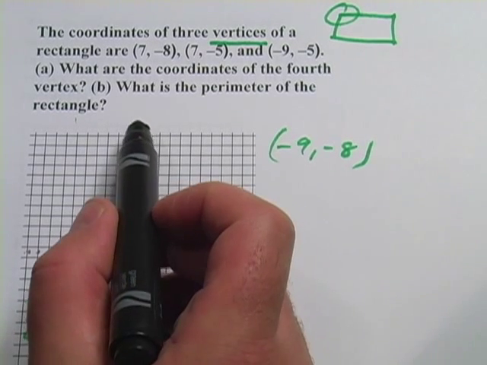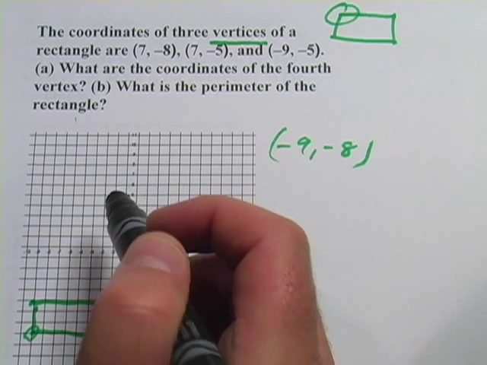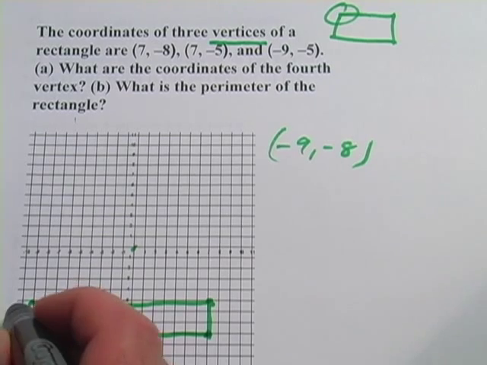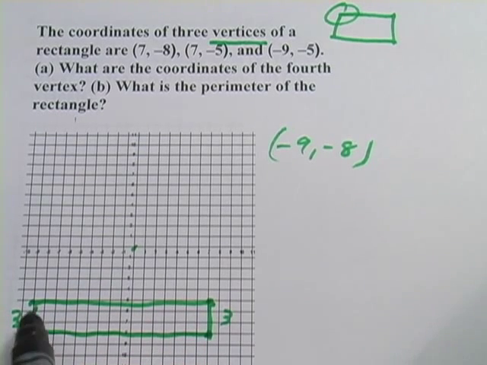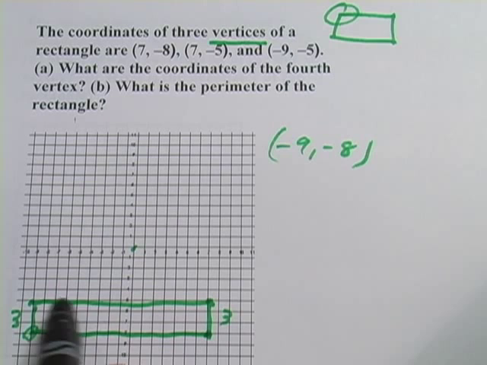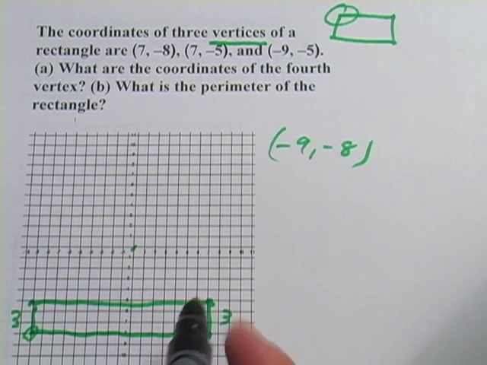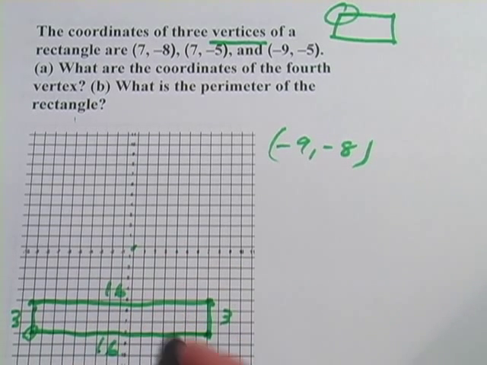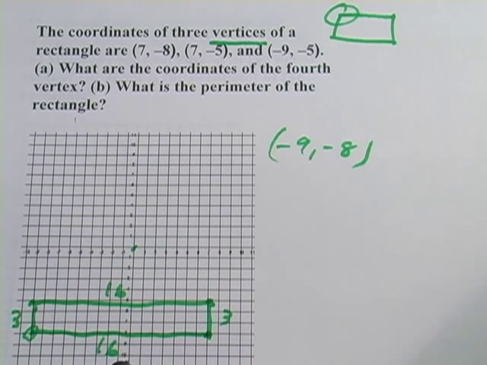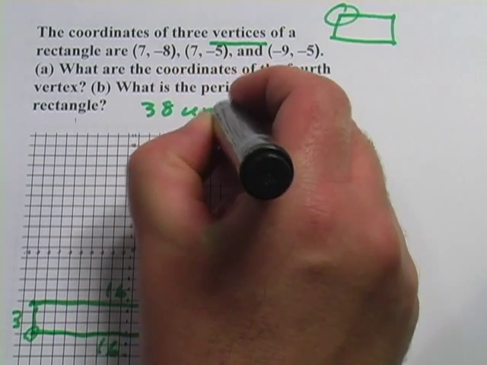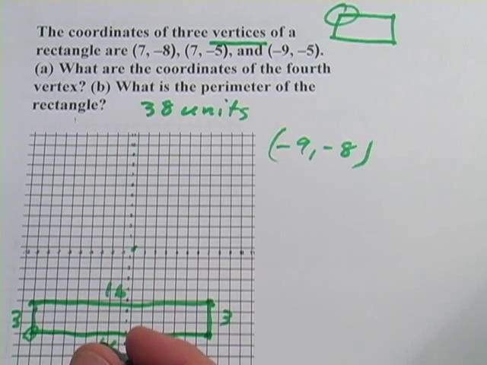The next part of the question says, what is the perimeter of the rectangle? To do that, all we have to do is add up the lengths of these sides. And so we can even just count the lengths here. These two sides are 1, 2, 3 units. So there's 3 and 3. These sides are, well, we went out to -9 here, so there's 9. And we went out to 7 here. 9 plus 7 is 16. So that's 16. That's 16. So 16 and 16 is 32, 35, 38. So it looks like 38 units is our perimeter.